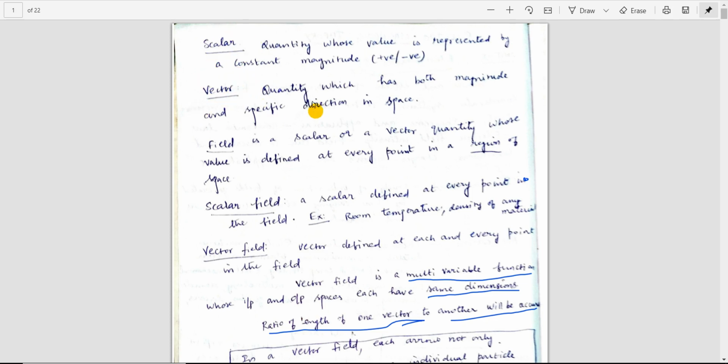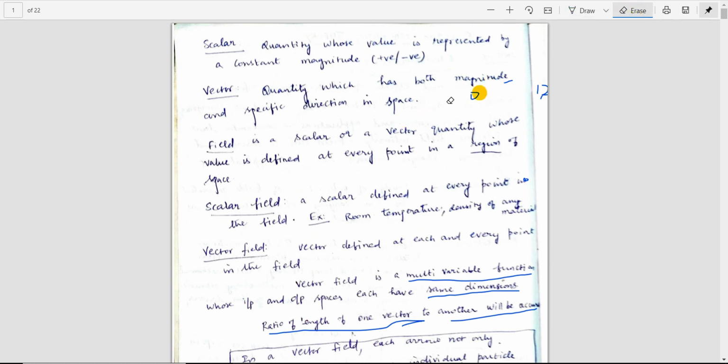If you are defining a vector, it is a quantity which has both magnitude and specific direction in space. So a vector quantity has magnitude and direction. If you are defining a vector like this, it should have a magnitude of the vector. Direction may be from the starting point 0, 0 to the ending point. It can be 1, 2. Like this you can define any vector. So if you are having a magnitude and the direction, it is going to be called a vector.